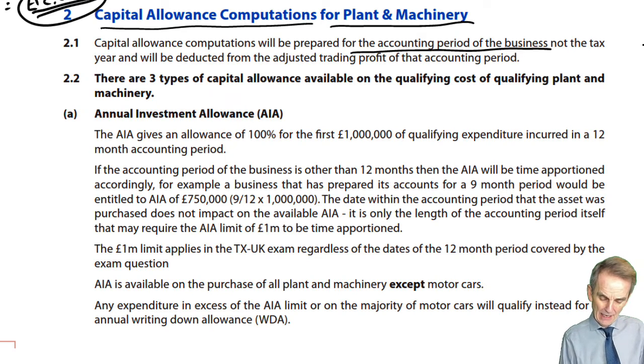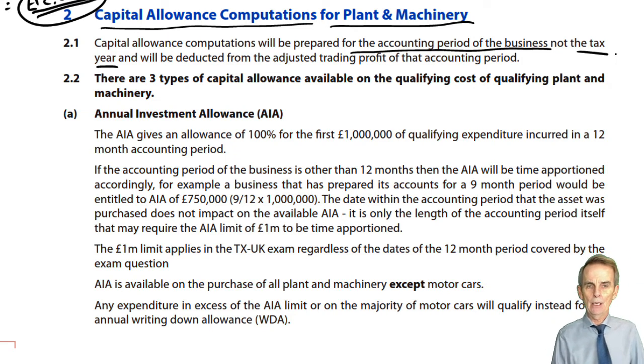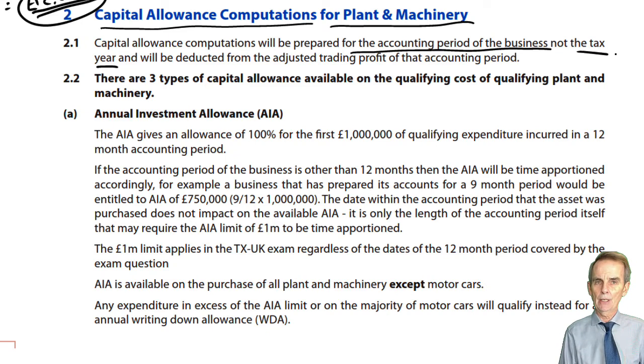So prepare for the accounting period of the business, not the tax year. Again, we adjust up the accounting profit of the accounting period to make it acceptable for taxation purposes. In so doing, we disallow the depreciation charge, and now instead we prepare a capital allowance computation for that self-same accounting period, compute the capital allowances, and deduct from the adjusted profit to get the tax-adjusted trading profit.